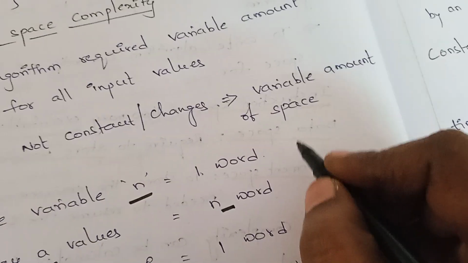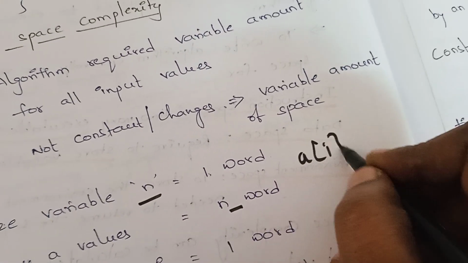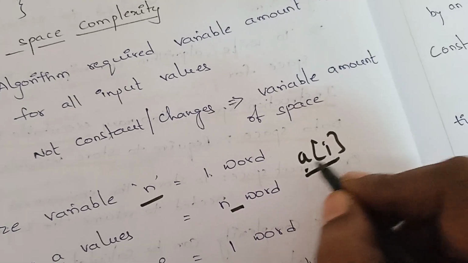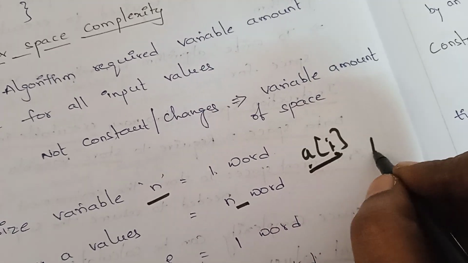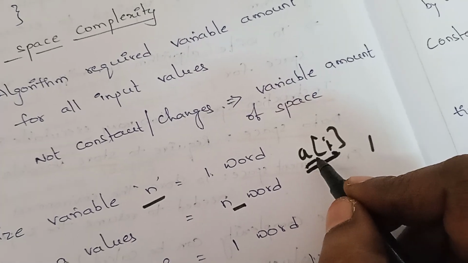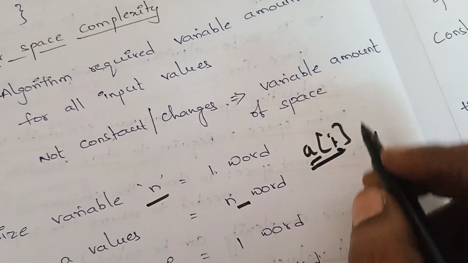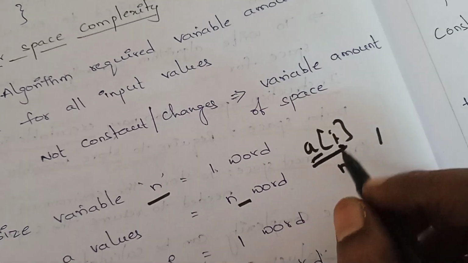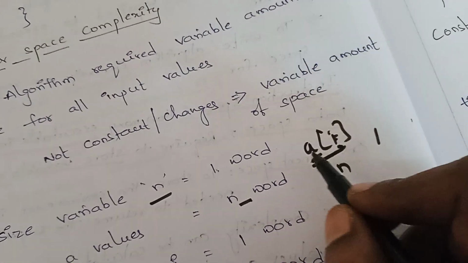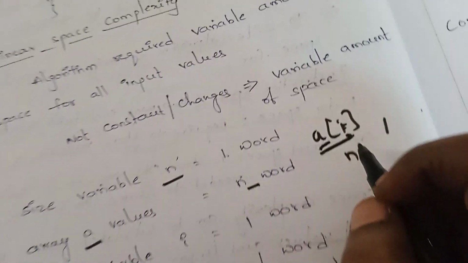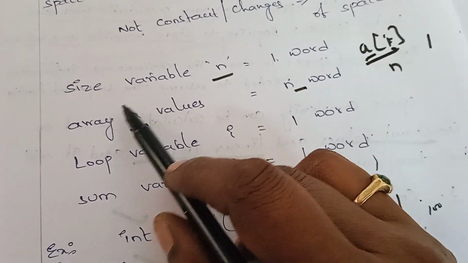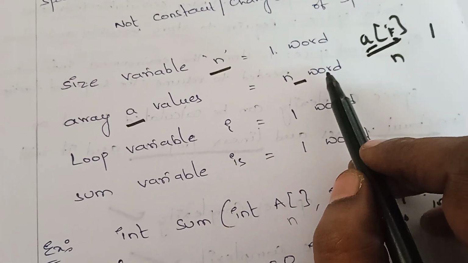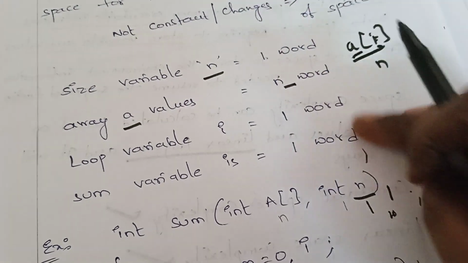Usually we will write a of i. What do you mean by a of i? Array elements with the indexes. If you take i as one variable, i is equal to 1, then for each time i will get modified, so you have to take n. If you take i as n, the array you should take as 1. Now look at this: array a values. As I have n values, I am taking n words. So this is the storage.